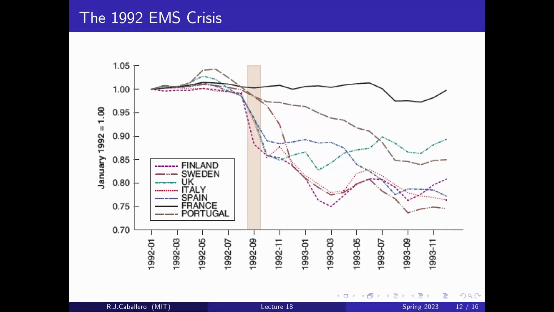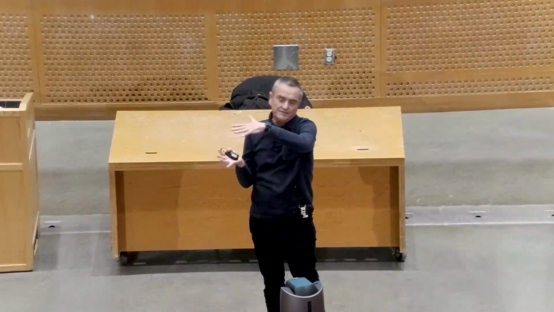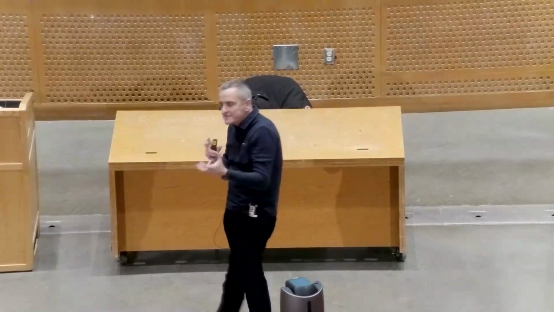EMS, ERM... EMS is the European Monetary System, ERM is the exchange rate mechanism or something like that, and they're both linked. But let's call it the European Monetary System. And the basic idea was that they behave very much like Singapore with respect to each other, meaning they allow themselves to move around, but only in narrow bands.